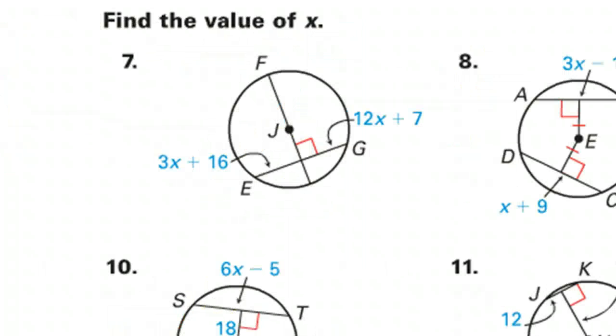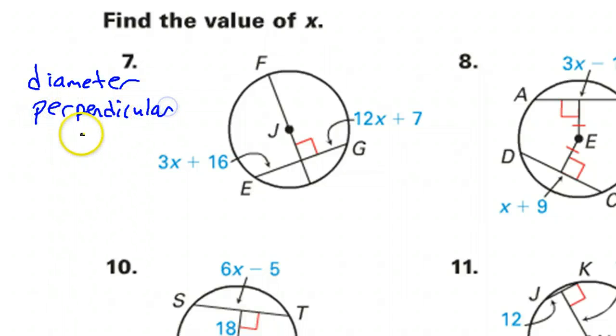Alright, for number 7, we are supposed to find the value of x. Well, remember the three words: perpendicular, bisector, and diameter. If any two of those are given, the third one can be assumed. So see this dot? That means we're given diameter. See this box? That means we're given perpendicular. That means we can conclude bisector. We can conclude that these two are congruent.